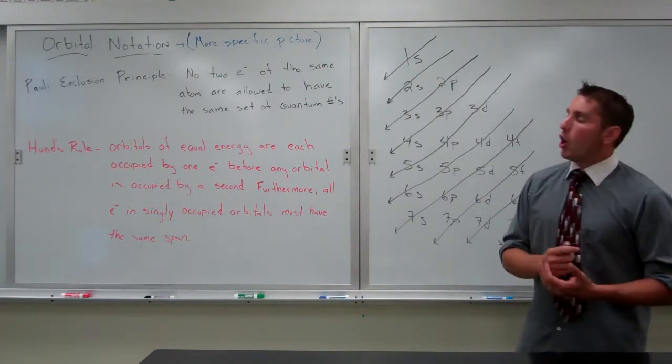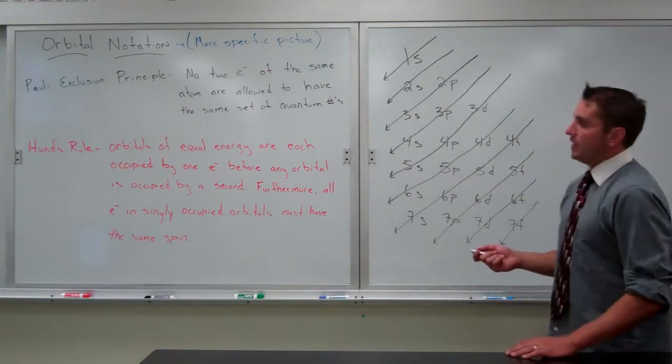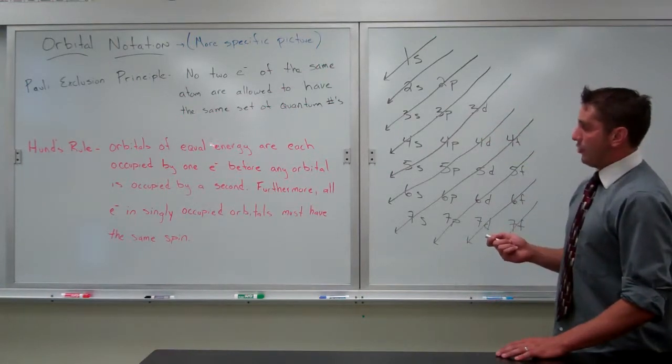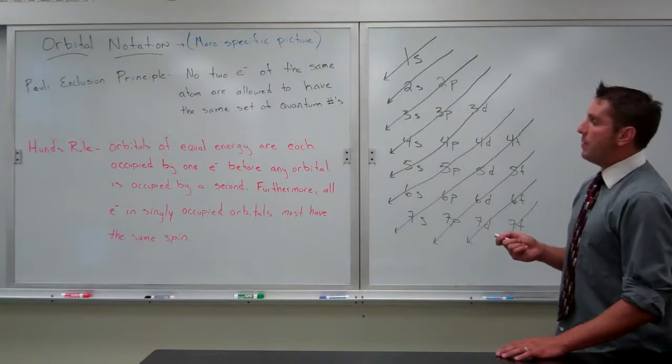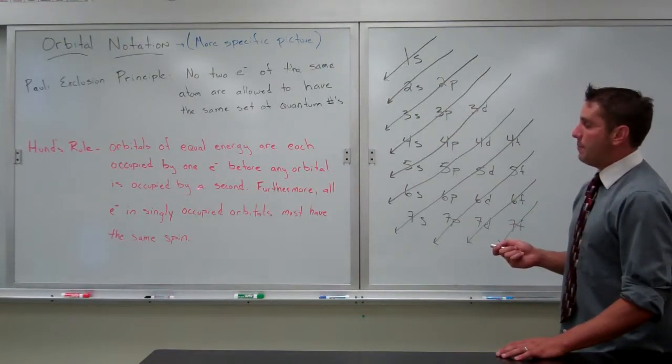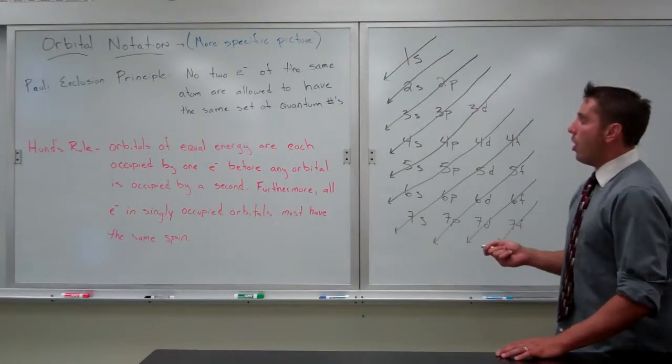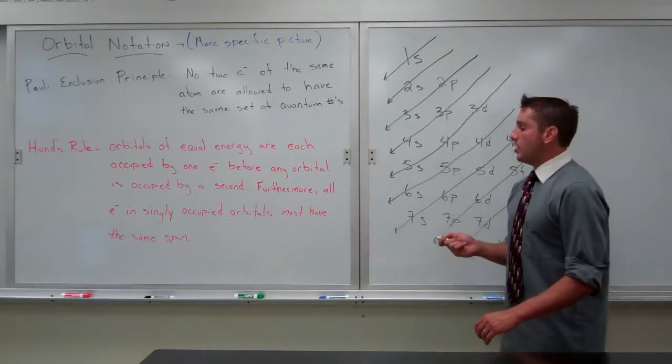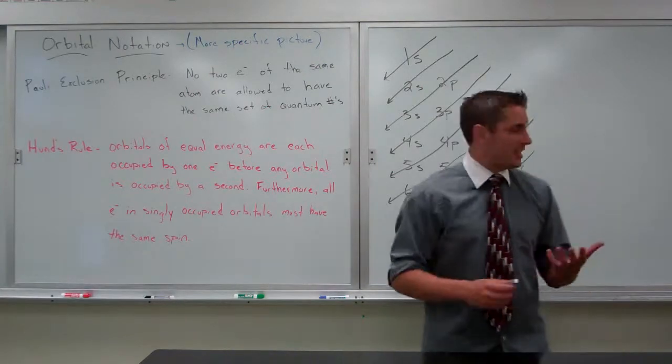The second rule is called Hund's rule. It says orbitals of equal energy are each occupied by one electron before any orbital is occupied by a second. Furthermore, all electrons in singly occupied orbitals must have the same spin.